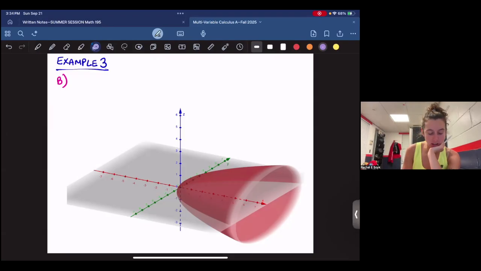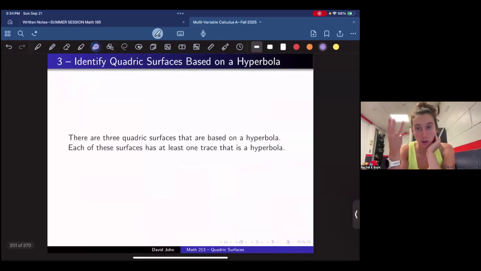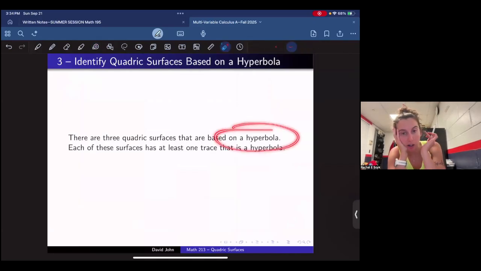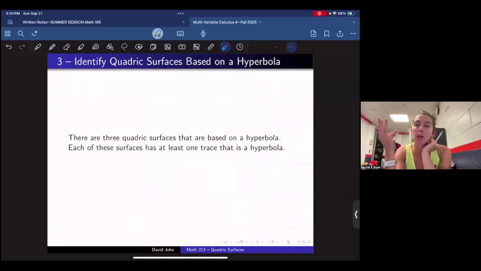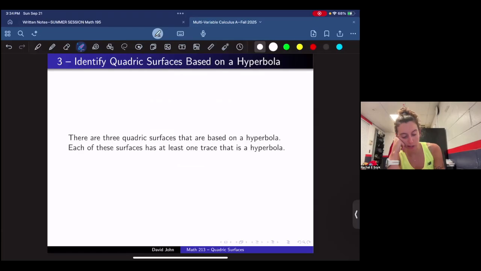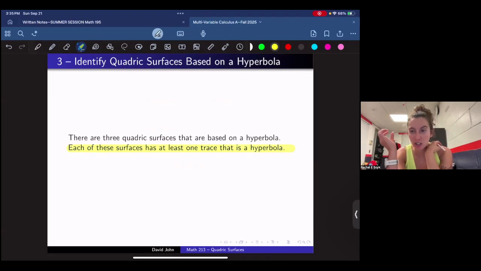Okay, so let's continue. We have our third objective, where there are 3 quadric surfaces that are based on hyperbola. So we went over the 3 based off of ellipses. Now we are going to do 3 based off of a hyperbola. And something to just take note of, each of these surfaces has at least one trace that is a hyperbola. So that is a cool thing to just keep in your back pocket.